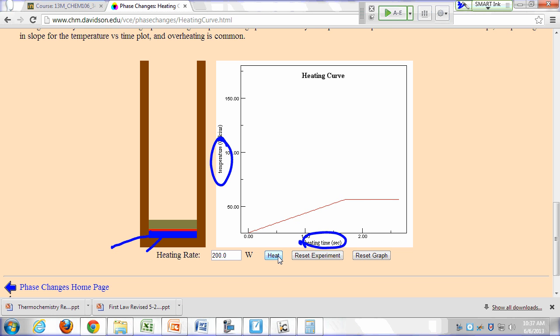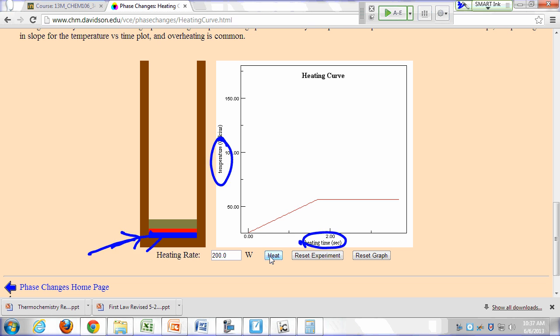What's happening as I'm heating it? The temperature went up, right? But after a while, I keep heating it, the temperature doesn't change. Why is that? Look at what's happening here. This is what happens when your solid starts to melt. While your solid is melting, if you have a pure substance, the temperature will not be changing even if you continue heating it.